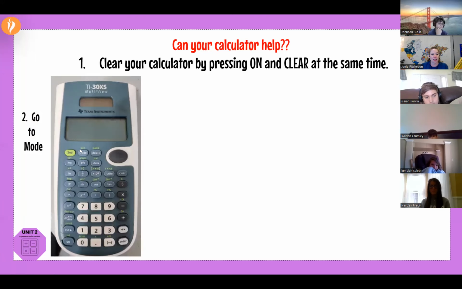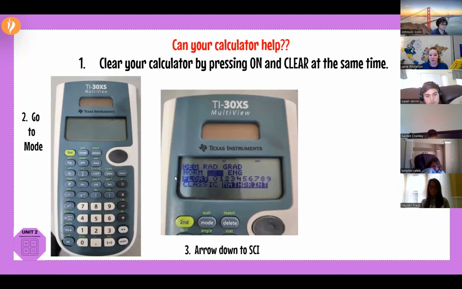So up at the top next to the second button. So can you see my screen? Everyone's going to hit the mode button. Hit the mode button. And then we're going to arrow down to SCI. So once you hit the mode button, this screen comes up on your calculator. Everybody see what I'm talking about? So this part right here on the screen that's dark says SCI. So everyone arrow down and to the right until it's blinking on the SCI. And now hit enter.